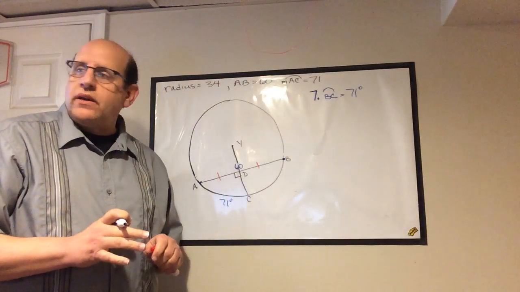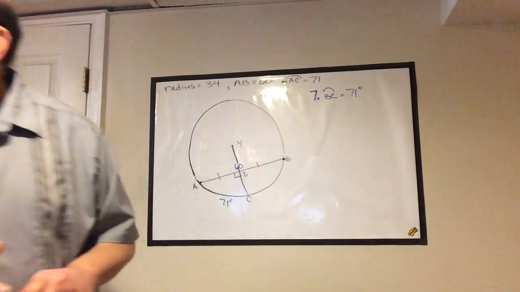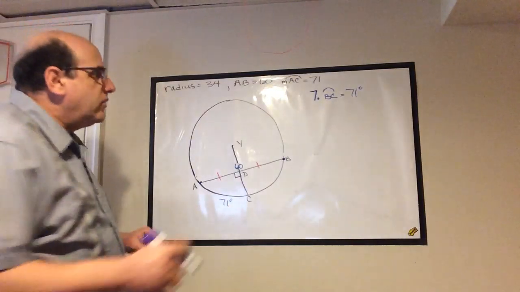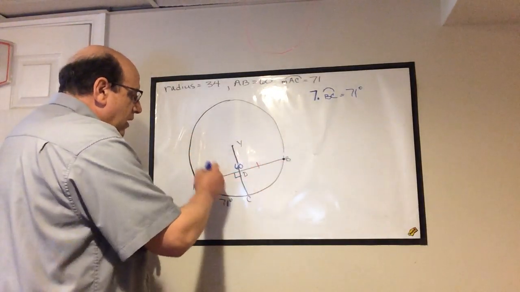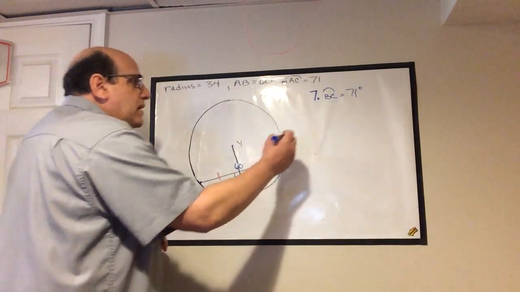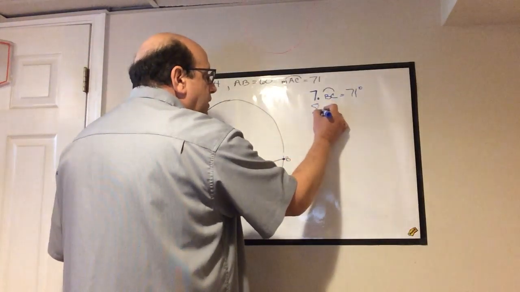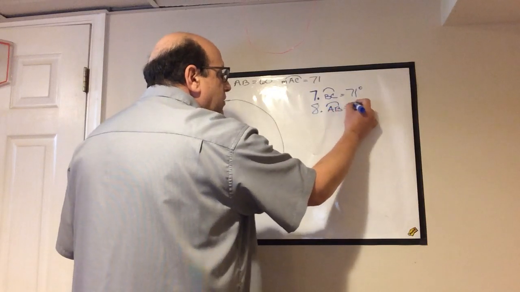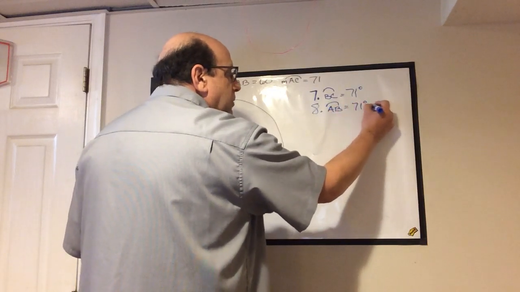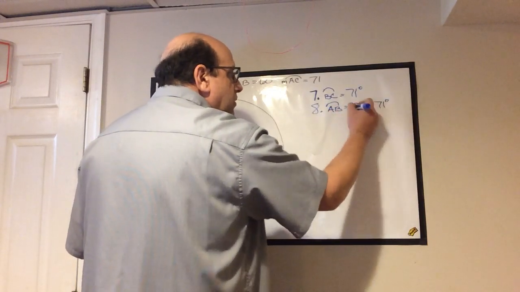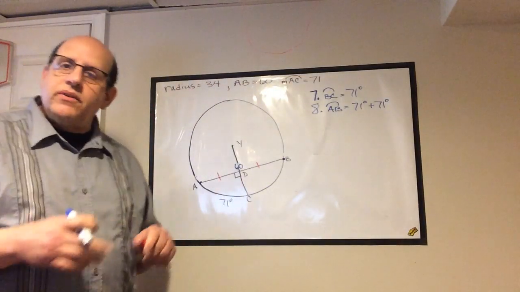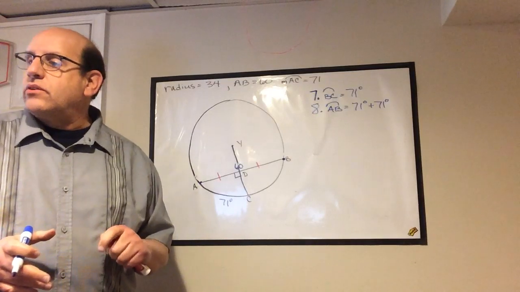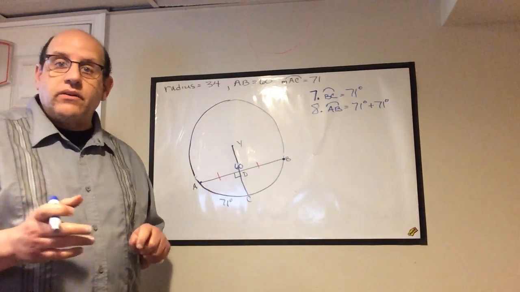Now I'm going to move on to the next one. It says, what is the total length of AB, the arc AB? Well, hey man, just add those two together. AB equals 71 plus 71. And I think you can do 71 plus 71, and if you need a calculator, you go ahead. I'm not going to make fun of anybody who uses a calculator because I use a calculator on a daily basis.